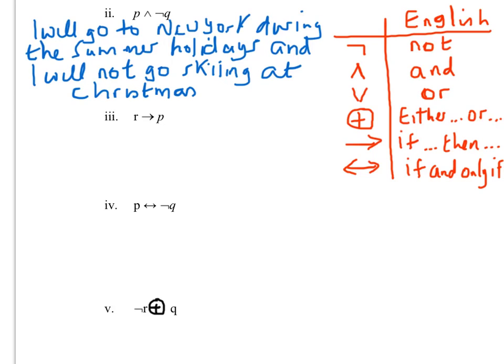Now if we look at the solution for part 3, or with an arrow pointing towards P stands in English for if, or, then, P.